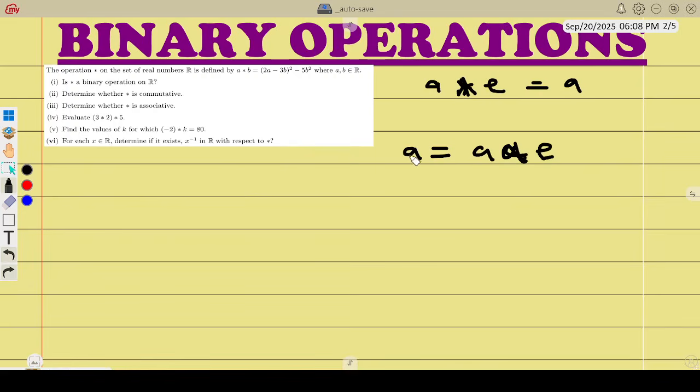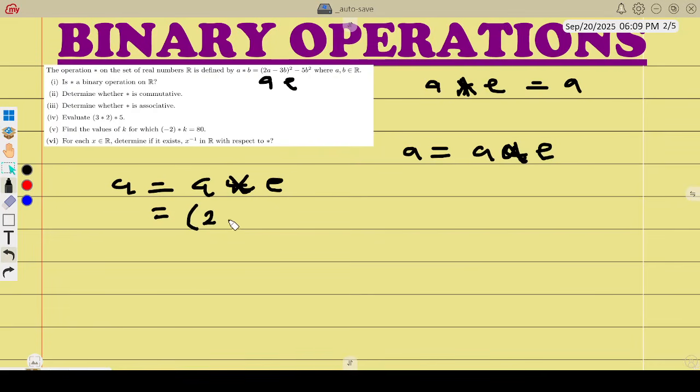So does it have an identity? So we're going to say A star E is equal to... So remember we have A, so we're saying A is equal to this A star E. So we can just write it here. A is equal to A star E. So what is A star E? Meaning the first letter is A, and then B, which is the second letter. Wherever there's B, we put E.